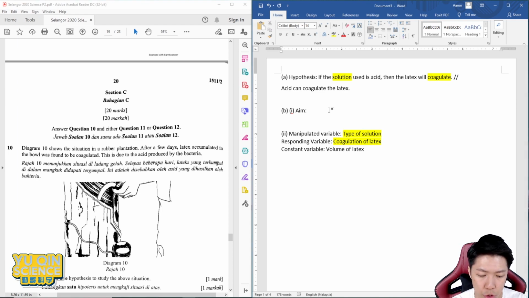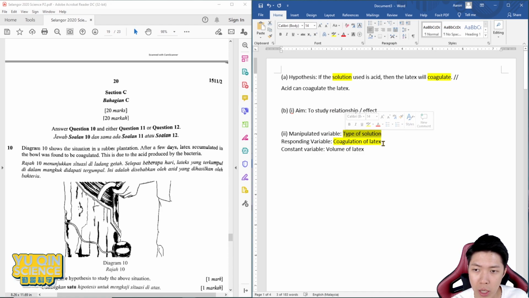Okay, like the aim. Usually this is to study. That's the usual way lah. To study, now either you go for relationship or you go for effect. Okay, you have to consider yourself. Consider which one is harder, write it out and you will know. To study the relationship, still using the manipulated variable and responding variable. We're still using this tool to form the sentence. So, to study the relationship between the type of solution and the coagulation of latex. Does it sound good? Or do you want to be specific?